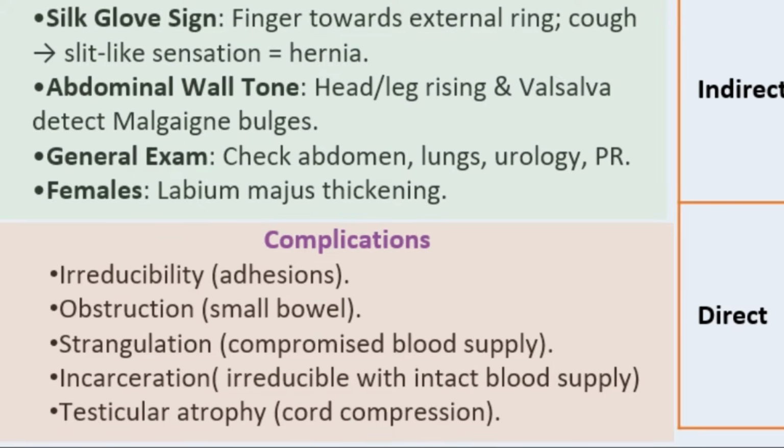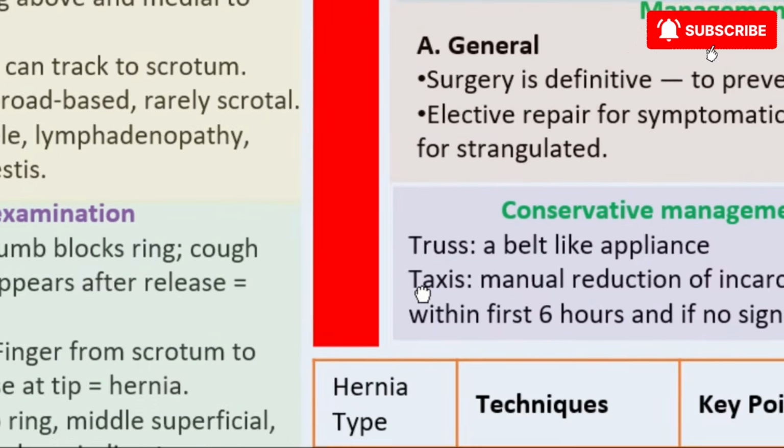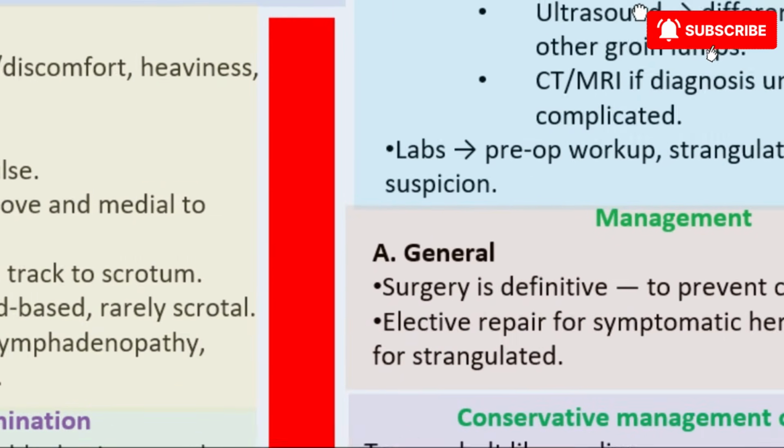Then we have strangulation, whereby the trapped part has a compromised blood supply. And we have incarceration, whereby we have a hernia that is trapped, cannot be reduced, but still has an intact blood supply. So all incarcerated hernias are irreducible, but not all irreducible hernias are incarcerated, because some reducible hernias may actually have a compromised blood supply. Then we can have things like testicular atrophy coming in due to the cord compression. Remember, the cord contains the testicular artery, and chronic compression of this may actually lead to things like that.